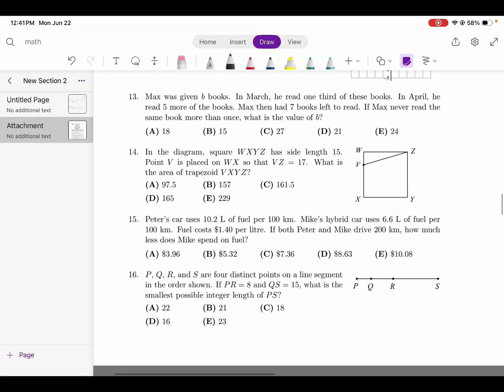Okay. Question 13. Max is given B books, and then in March he read 1/3 of the books, in April he read 5 more, and then he had 7 left. So that means that after March, before April, he had 5 plus 7, which was 12 books left to read, and that was equal to 2/3 of the original amount that he had. So if you multiply 12 by 3 over 2, then you get 18.